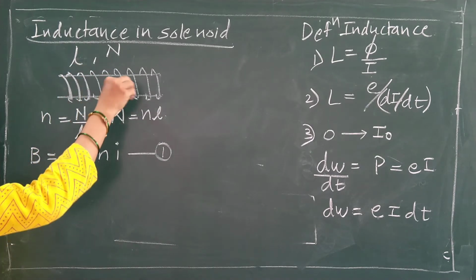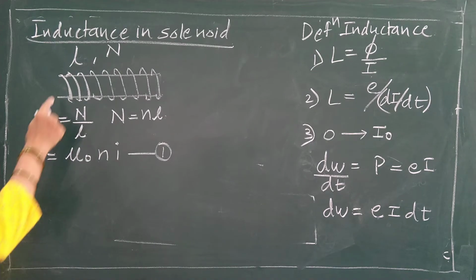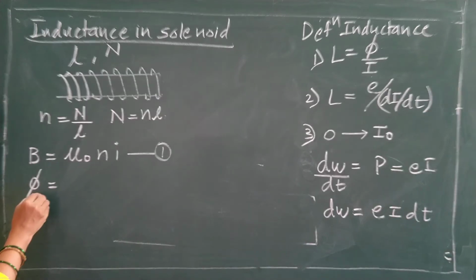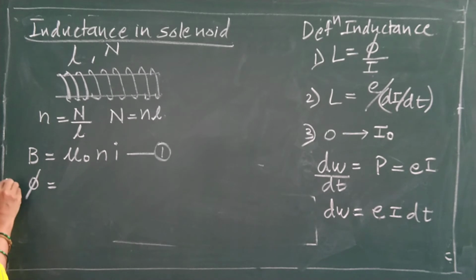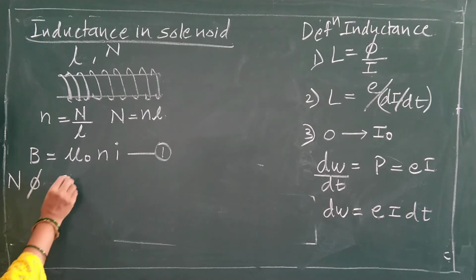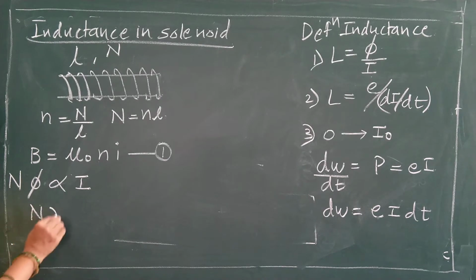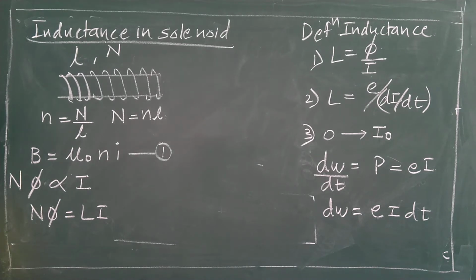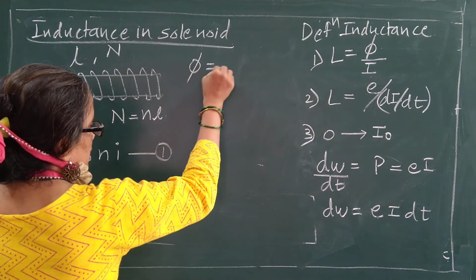While the current starts changing through this solenoid, due to that there is a change in magnetic flux. This change in magnetic flux I can relate as N into phi. This change in magnetic flux is directly proportional to the current. Meaning N phi I can write as L into I, which is nothing but the change in magnetic flux. Due to this change in magnetic flux, there will be a production of EMF. For that I can consider here phi is equal to nothing but B into A.